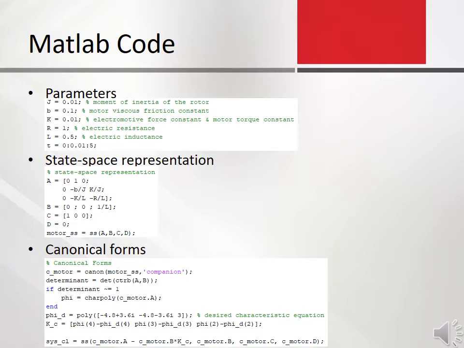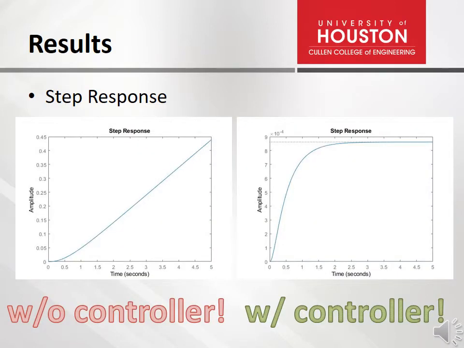Here is the MATLAB code. First, I set up the parameters like in the first figure, and then I represent the system in a state space representation. And next, I will use the canonical forms to calculate the gain matrix K, and then to have the representation of the closed loop system. Here is the result of the system.